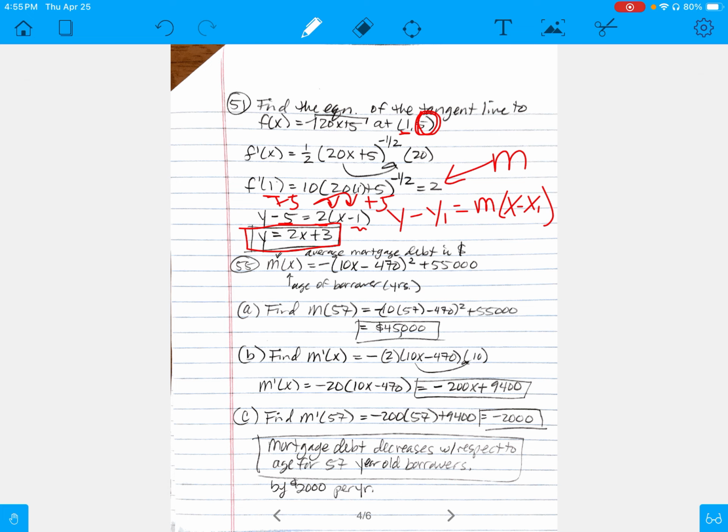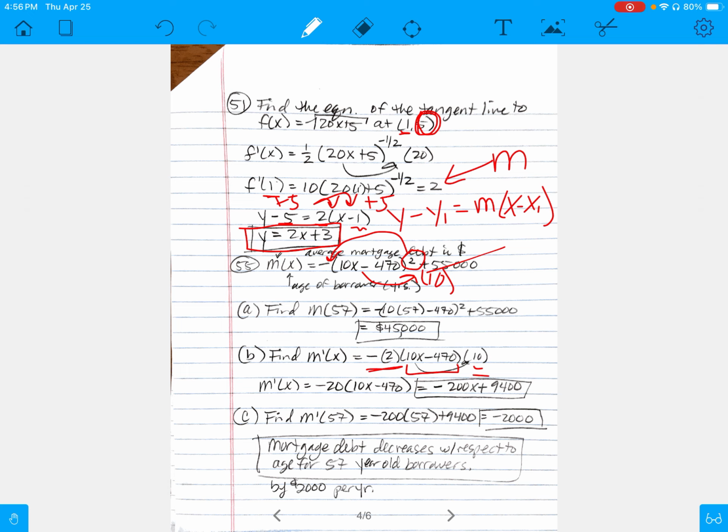Then we find M prime of x. So again, you can see here I've taken the 2, brought it down front, chained out the derivative of the inside, and then the derivative of the constant term is 0. So that's where we get this negative 2, 10x minus 470 times 10.